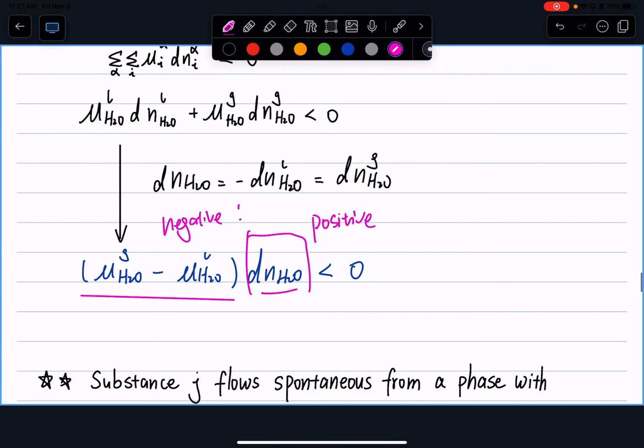So what does this tell us? This one, we have the mu H2O gas minus the mu H2O liquid to be a negative number.